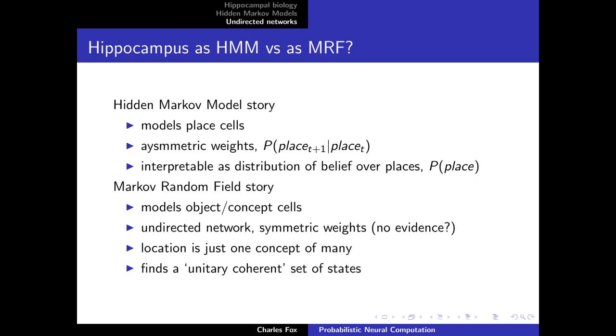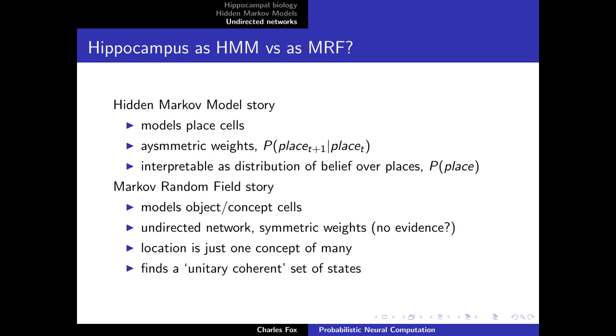The second story I've given you is this Markov random field story. This comes from the primate literature, saying there's all these cells in CA3 responding to particular objects, particular facts about the world. Importantly, these nets all seem to assume the weights are symmetric. As far as I know, there is no biological evidence at all for CA3 weights being symmetric. It's just an assumption of the model.